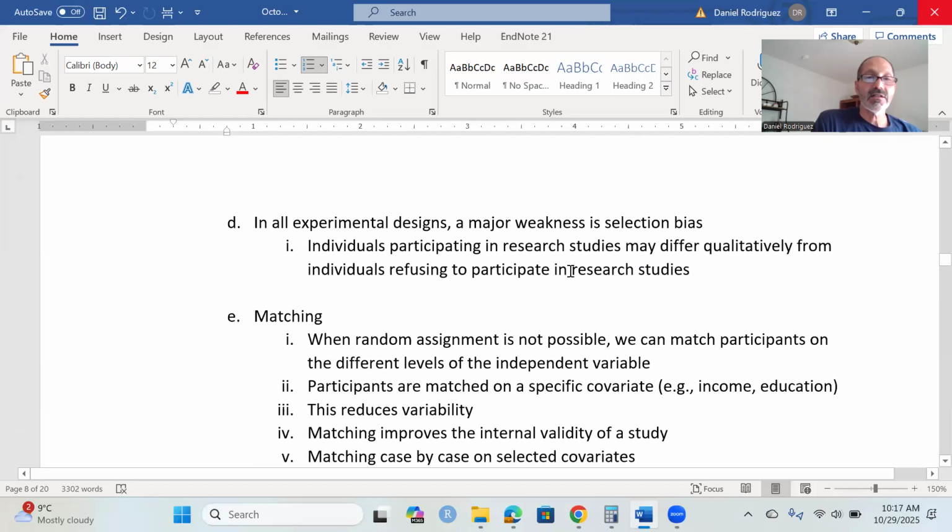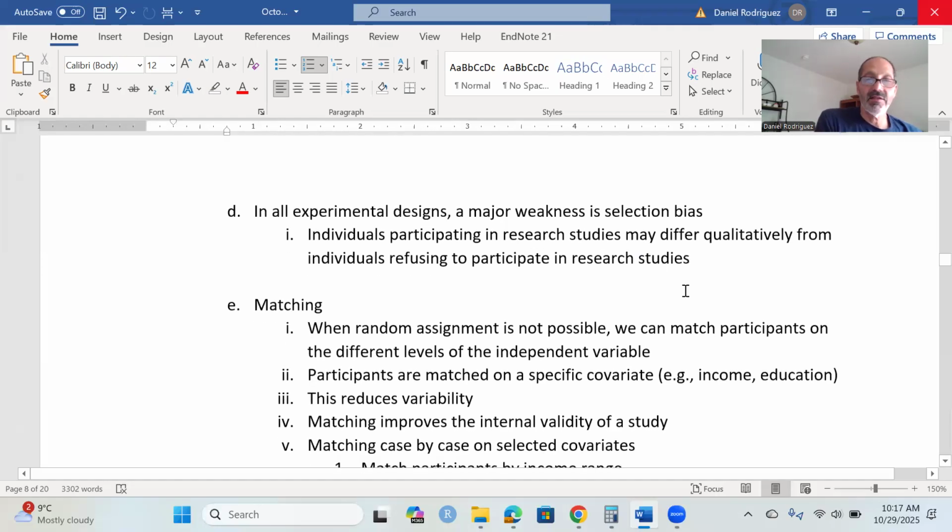A major problem in all research, but we talk about it particularly with weak experimental designs, is something known as selection bias. We try to prevent this by using random assignment to different levels of a variable. In that case, we can control it, but we can't control who decides to participate in a study. Some people are more willing to participate in a study than others, and that introduces selection bias. It's just something you have to deal with. You always put it as a caveat when you describe your studies.